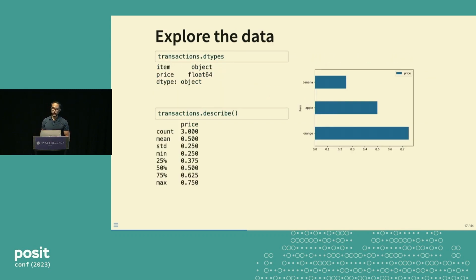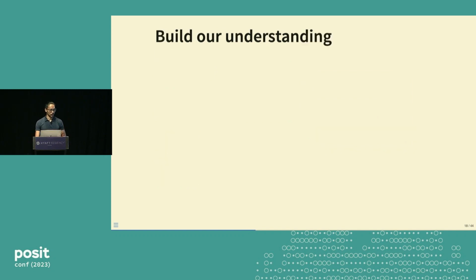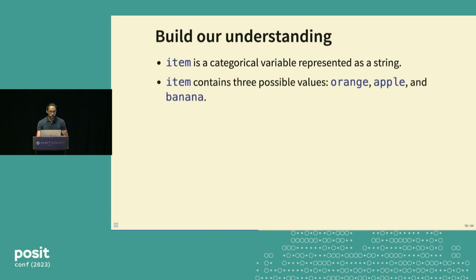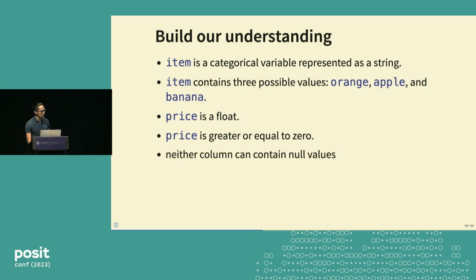So we might start off exploring the data. We might print out the data types. We might describe some of the columns and plot out the distribution of things we want to grok better with visuals. As you can see here, we can start building our understanding of what our schema might look like, right? So item is categorical, represented as strings. It has 3 possible values, apple, orange, banana. Price is a float, which is greater or equal to 0. And neither column can contain null values.